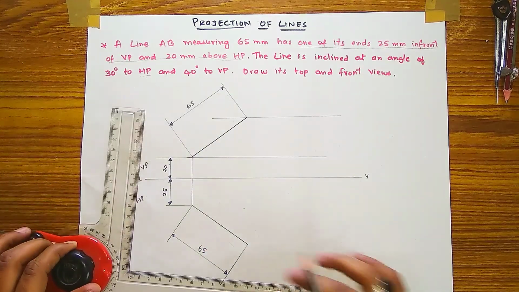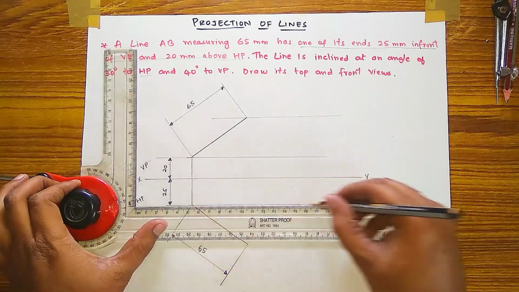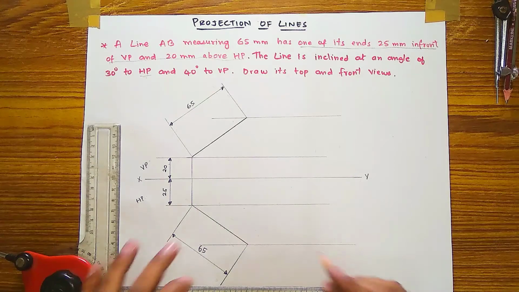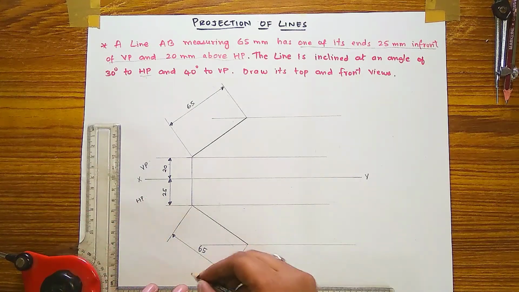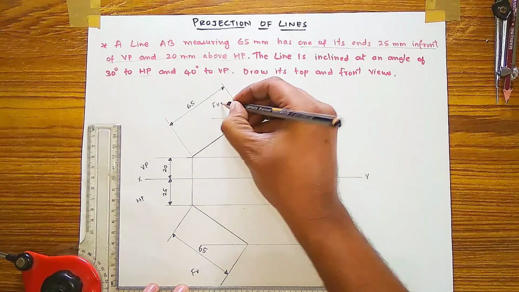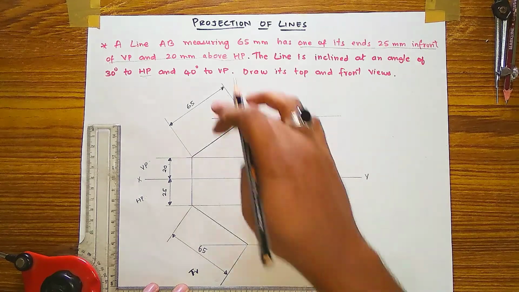Okay, then from these two lines you have to draw the locus line like this, and like this. Okay, you have to label this. This is the front view, and this is the top view.